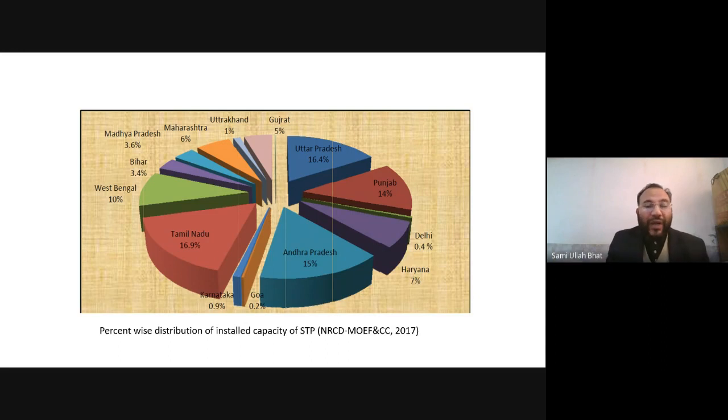You have Tamil Nadu at 16.9%, Andhra Pradesh 15%, Punjab 14%. The rest have only a small percentage; only Delhi, as we call it. So as far as metropolitan cities are concerned, much more is actually treated. The rest goes into the Yamuna. That's why both the rivers Ganga and Yamuna are hit, because we are not in a position to take care of the wastewater that is entering the system.